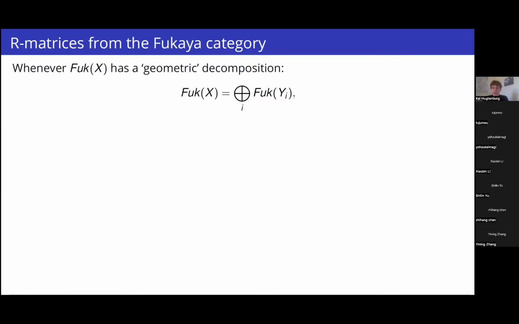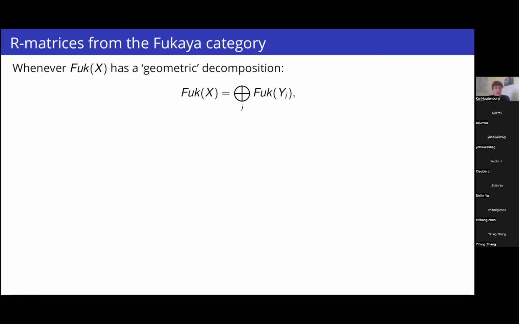So the goal is to obtain some R matrices from the Fukaya category. In certain cases, this will not always happen, just sometimes, and there are some examples I will show you, the Fukaya category has some sort of what I call a geometric decomposition. That's when the Fukaya category of X actually splits as a direct sum of Fukaya categories of some other spaces Y_i.